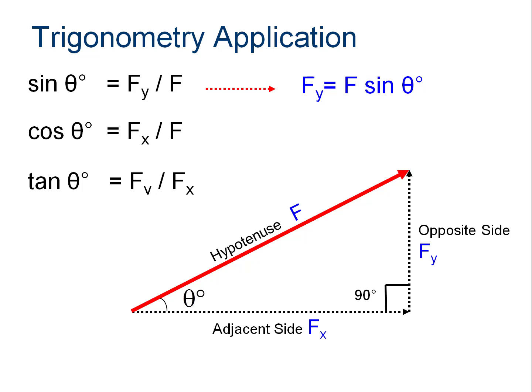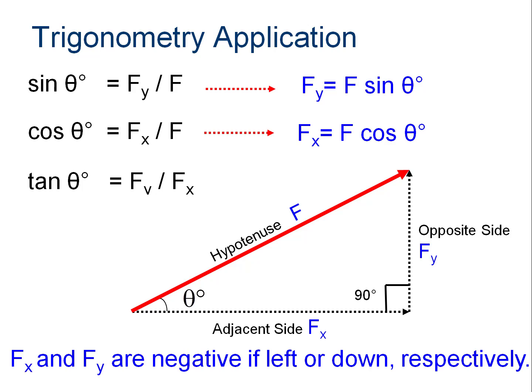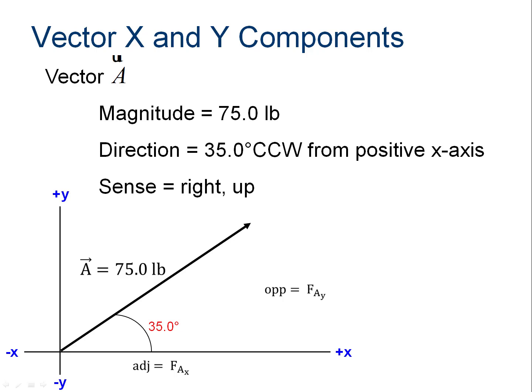What's really useful now is I can define the opposite side by the relationship that f sub y is equal to the hypotenuse times the sine of the angle. F sub x is the hypotenuse times the cosine, and we'll use that over and over. So here we have a vector A, and its magnitude is 75 pounds. The direction is 35 degrees counterclockwise. The sense is right and up.